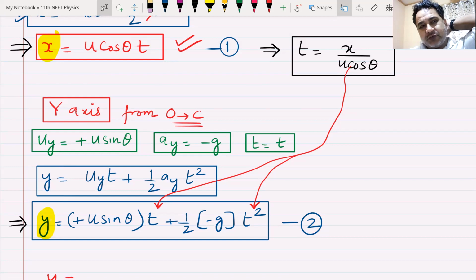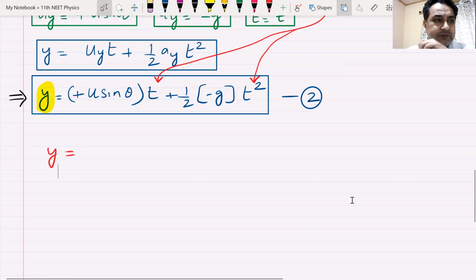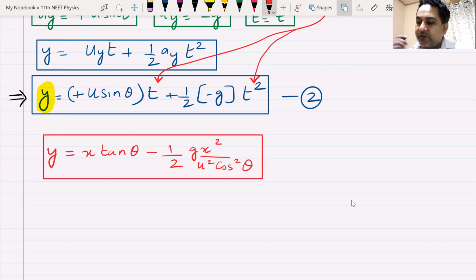I'll give you time to do this. Have you done this? Anyone got this answer? Now write the answer and you see how many of you got this. So the answer would be like this: y is equal to x tan theta minus 1 by 2 g x squared by u squared cos squared theta. That is my equation of trajectory.